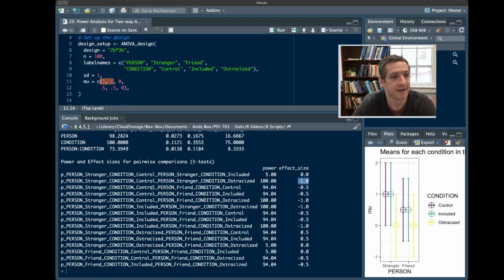And then if we go down to just the friend conditions here and we look at the power for control versus included, again, that's just 5% for the same reason. Things get more interesting when we look at control versus ostracized. We see power for that is 94% for that particular simple effect, which is a Cohen's d of 0.5. So we will find that simple effect most of the time if we run this study, which is great.